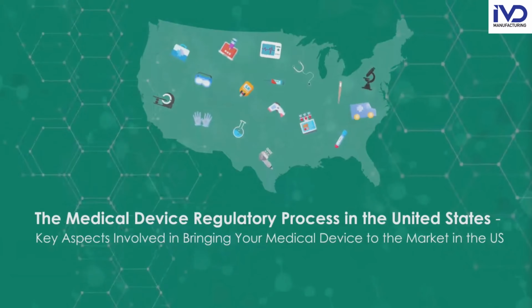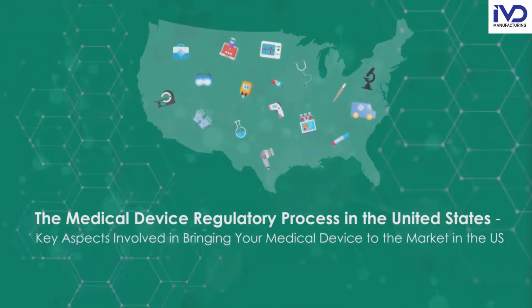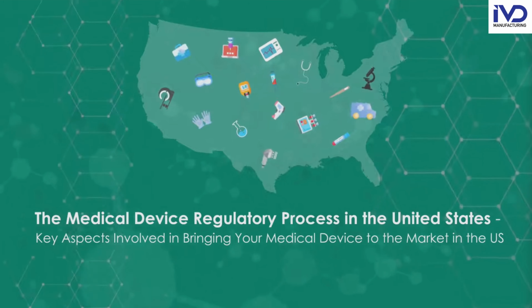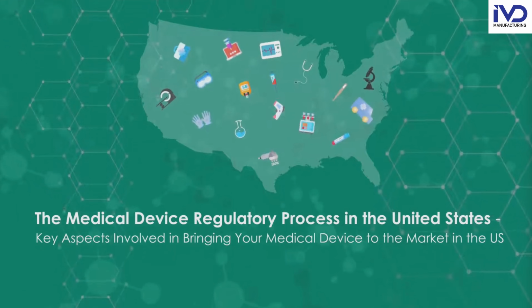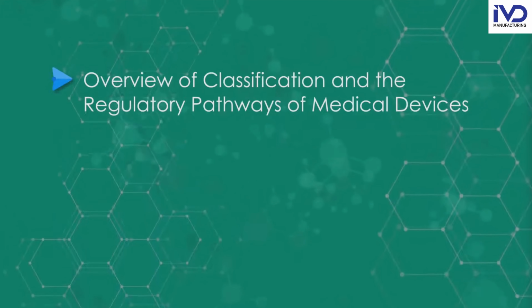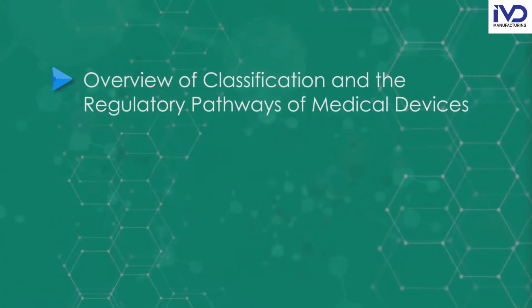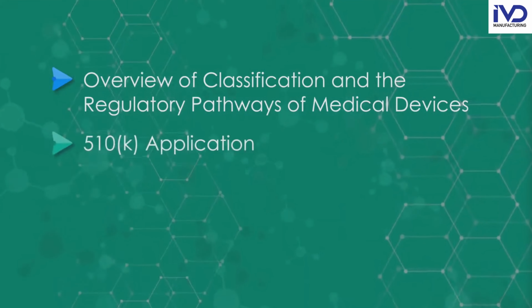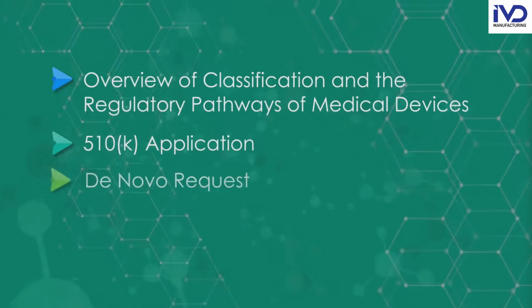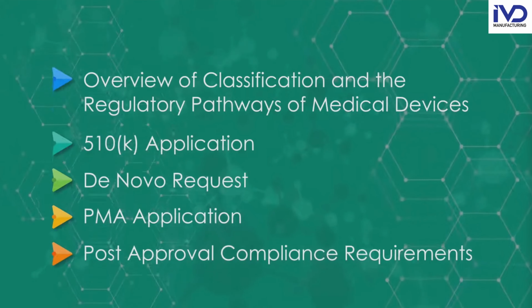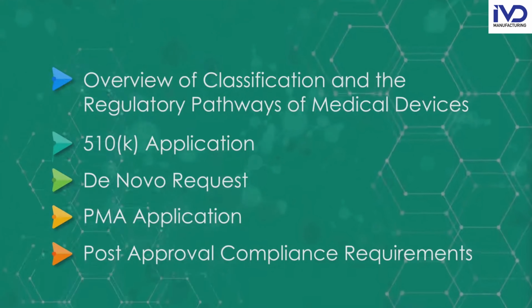So today we are going to discuss the medical device regulatory process in the United States of America. We'll be discussing the key aspects involved in bringing your medical devices to the market in the United States. We'll be covering this lecture in 5 different modules. The first one would be an overview of the classification and the regulatory pathway of medical devices, followed by the 510K application process, the de novo request, the PMA application, and the post-approval compliance requirements.